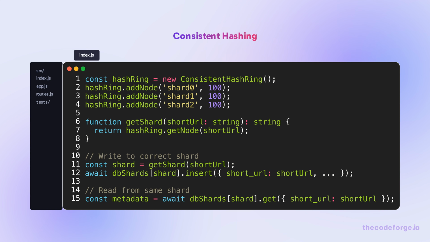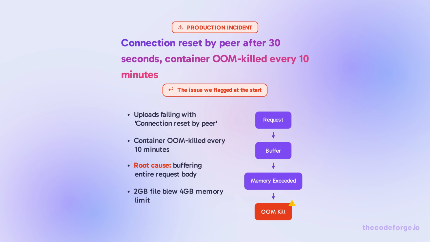This minimizes data movement when adding or removing shards. This is the same issue we highlighted at the start. Here's exactly why that happened. The paste service was loading the entire request body into a buffer before writing to disk. A user uploaded a 2 GB log file, which blew past the 4 GB container memory limit. The OOM-killer terminated the container, and the load balancer retried on another container, cascading the failure.